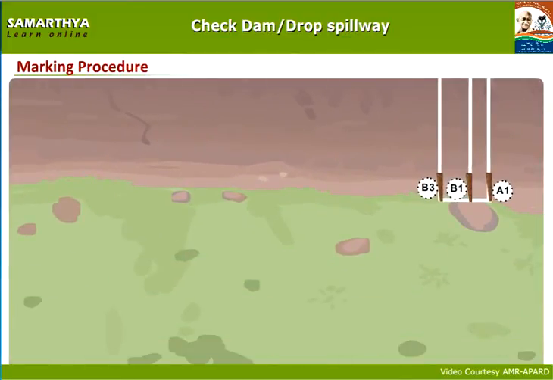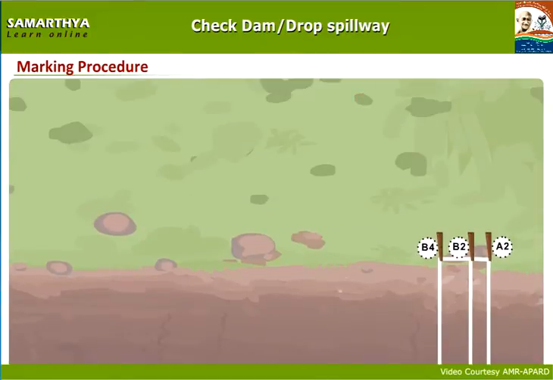When looking from flow direction from left side of B1 at a distance of 3 meters, fix a wooden pole and mark it as B5. When looking from flow direction from right side of B2 at a distance of 3 meters, fix a wooden pole and mark it as B6.